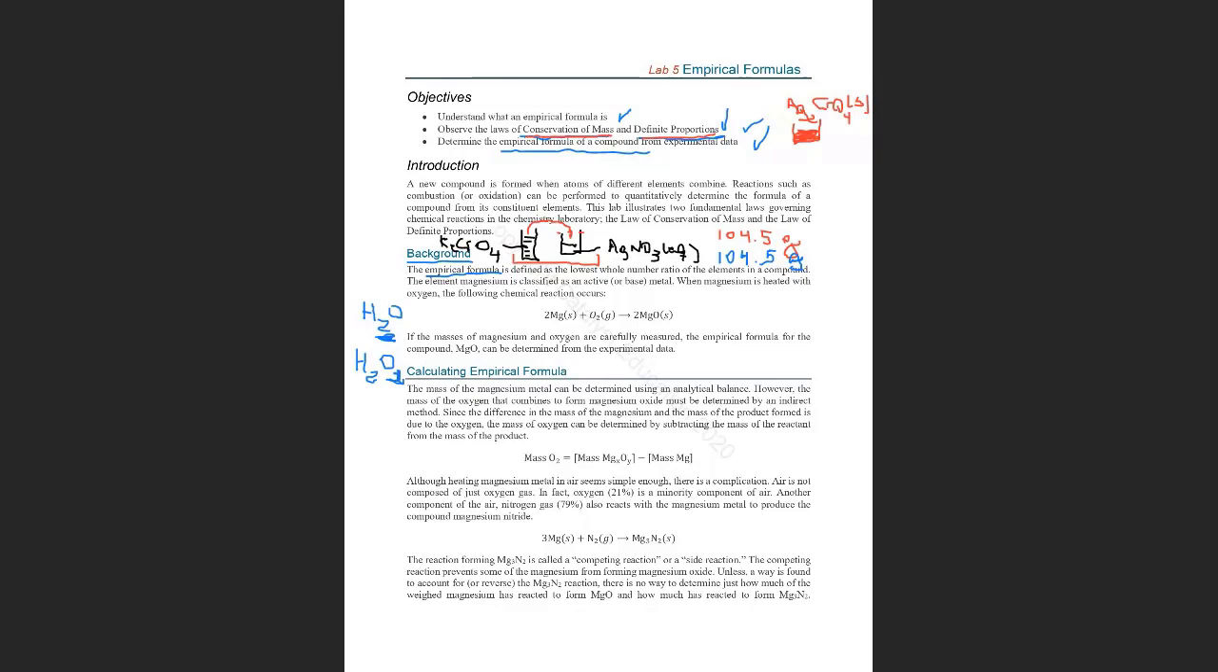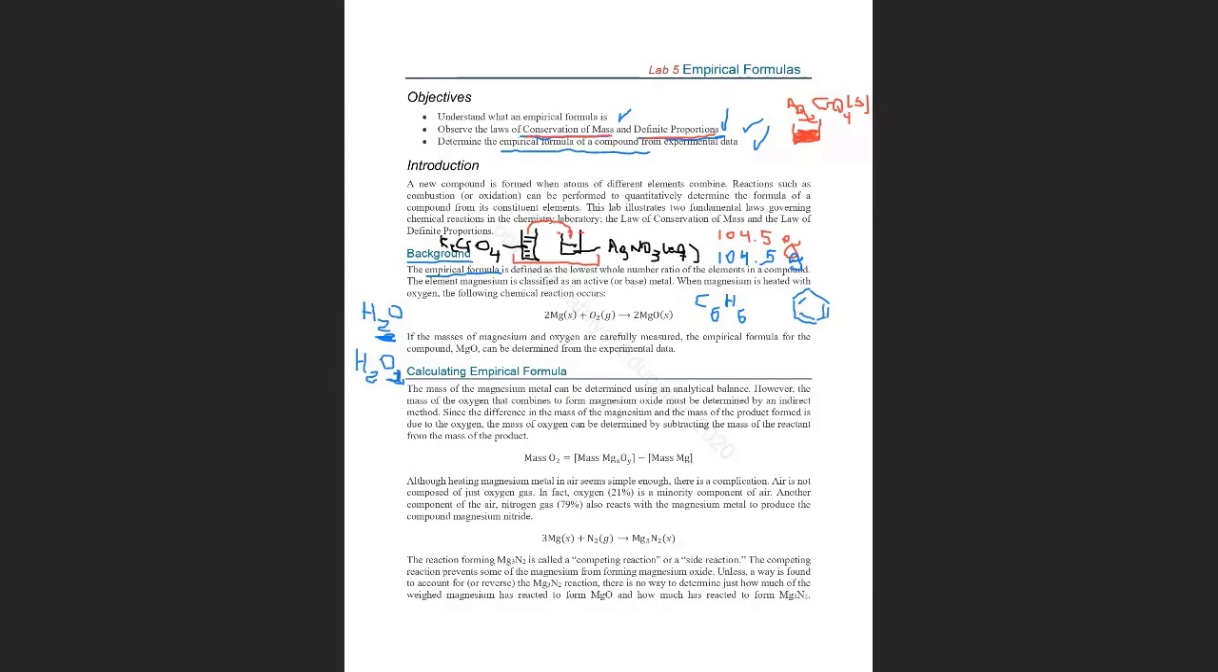I will say it again. Empirical formula is the lowest whole number ratio of the elements in the compound, which means if I have this compound, C6H6, is this an empirical formula? No, this is the molecular formula. Actually, this is the formula of benzene, 6 carbons and 6 hydrogens.